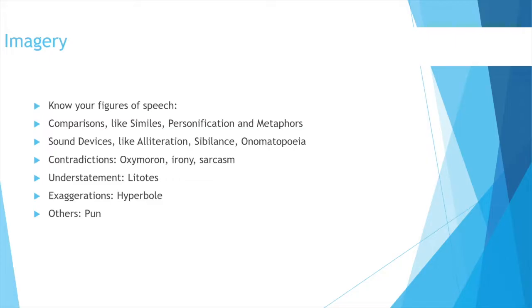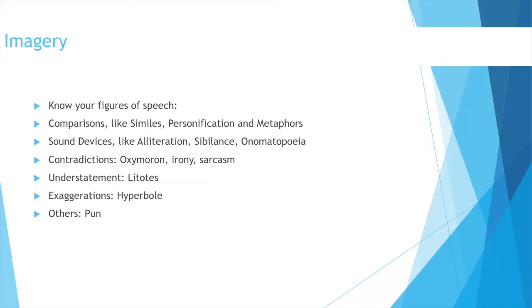And then we have a category that is called others. This is not very specific and allows for other things like puns to be included in your figures of speech. Remember there's a subcategory here that's not a figure of speech but is called poetic devices. When you look at poetic devices, it can include things like rhyme and rhythm as well as enjambment. Using poetic devices enhances the imagery.